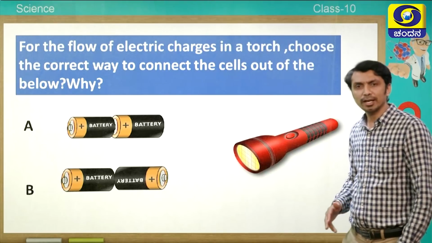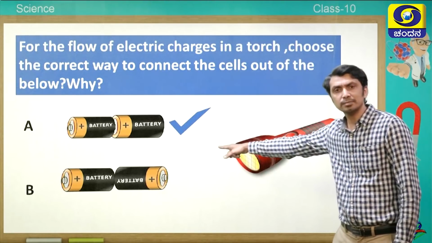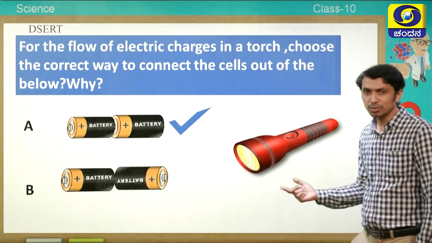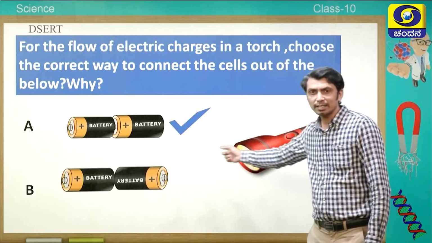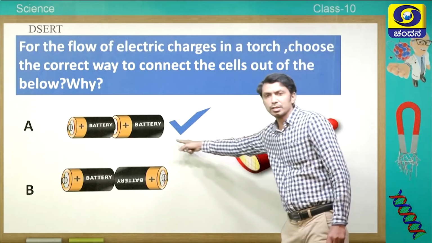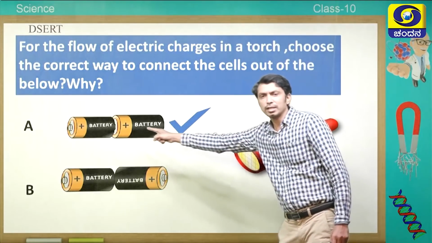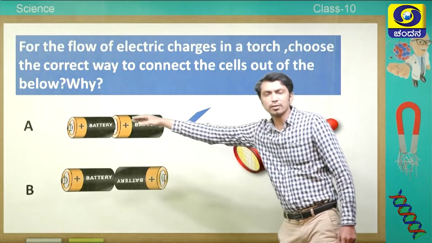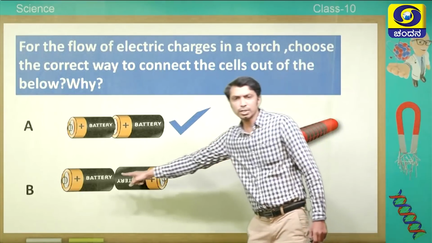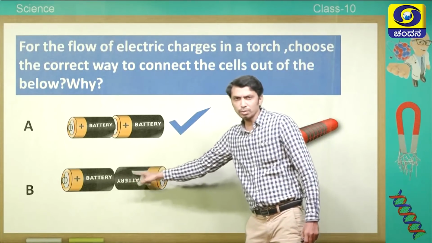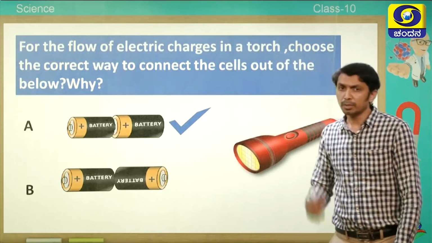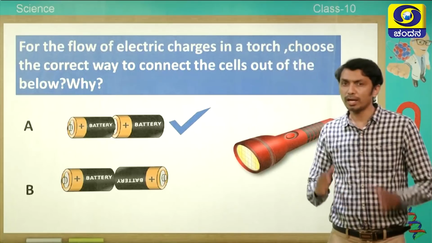Yes children, you are right, we should connect in this manner. Now what is the reason here? Yes, again as you just saw, unlike charges attract each other. So here, as you can see, the positive charge and the negative charge attract each other, so the charges flow in the circuit. Here we have both the charges as negative charges, so they will repel, and the charges will not flow. Now here I want you to have a distinction.